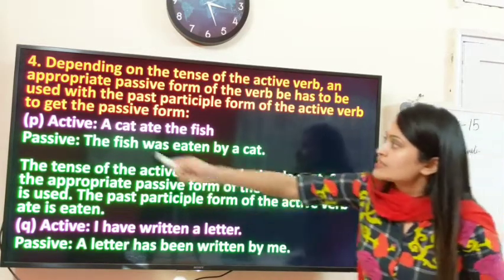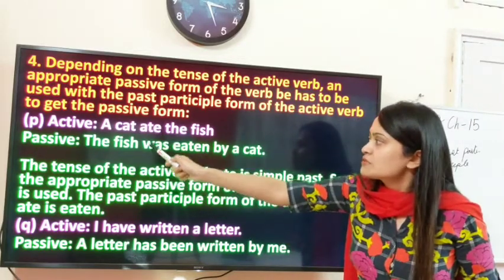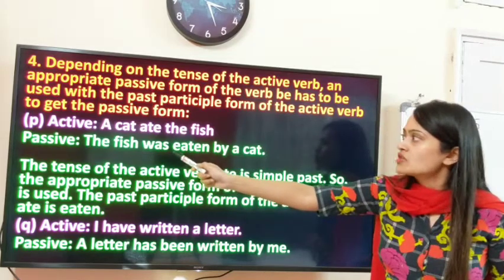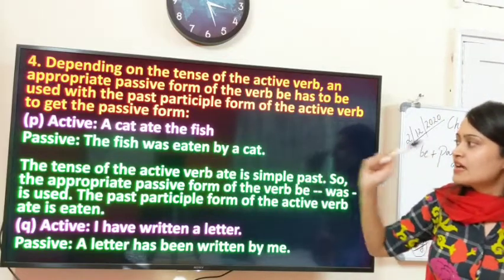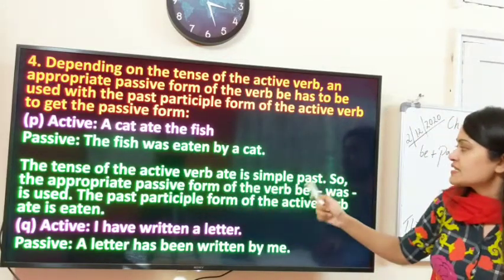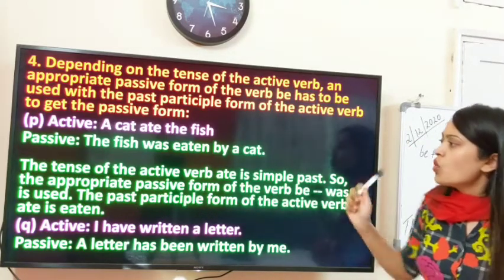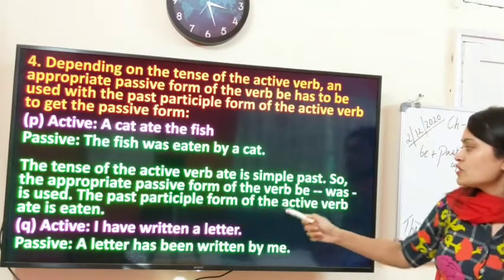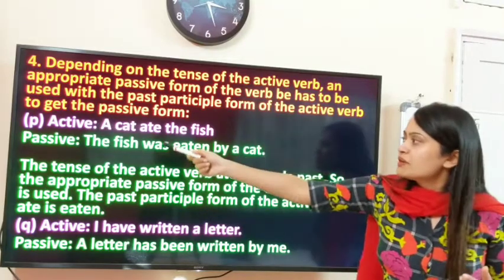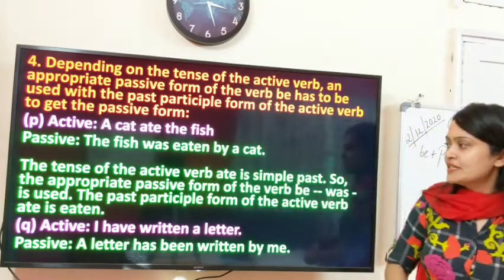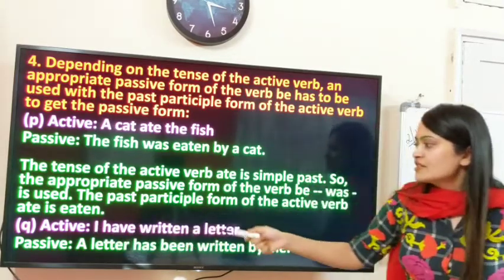Okay, so active voice: a cat ate the fish. How will you change it, children? The fish, what is the past form of be? Was. The fish was. The past participle of ate, eaten. The fish was eaten by a cat. The tense of the active verb ate is simple past. So, the appropriate passive form of the verb be, was, is used. The past participle of the active verb ate is eaten. So, was eaten. With be it became was, and with ate it became eaten. Okay, children? Then it became a passive voice. Active sentence, I have written a letter.